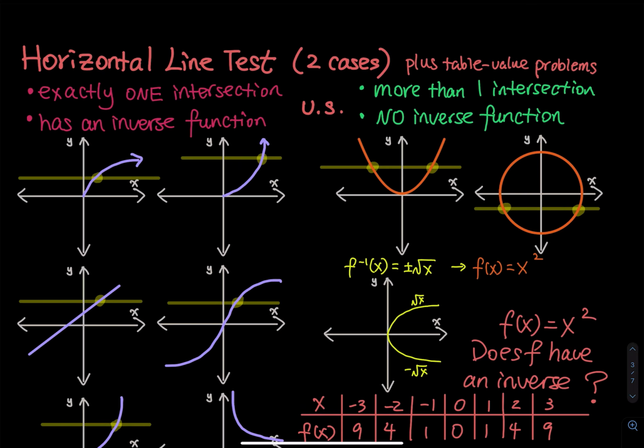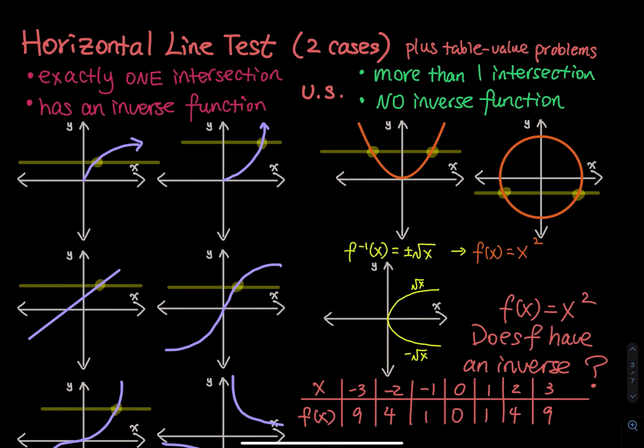Now, when you look at a full parabola, this is a full parabola, right? So this is like an x squared, the full parabola. And then the inverse of the full parabola is plus or minus square root of x. This is the inverse of the full parabola. Now, the full parabola fails the horizontal line test, right? That means the full parabola does not have an inverse function.